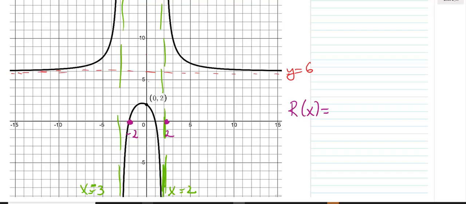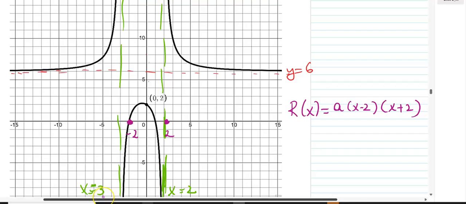There will be a leading coefficient we don't know, right? So our x-intercepts are -2 and +2. They should be on the numerator. On the denominator, we have vertical asymptotes. That's why we need to have x plus 3 and x minus 2. These are the values that are going to make the denominator 0.